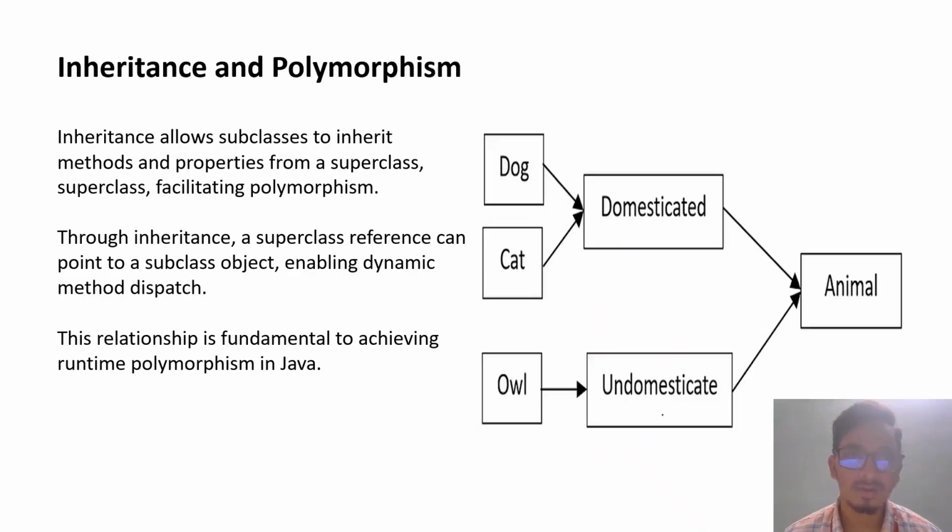Inheritance and polymorphism. Inheritance allows subclasses to inherit methods and properties from a superclass, facilitating polymorphism. Through inheritance, a superclass reference can point to a subclass object, enabling dynamic method dispatch. The relationship is fundamental to achieving runtime polymorphism in Java.